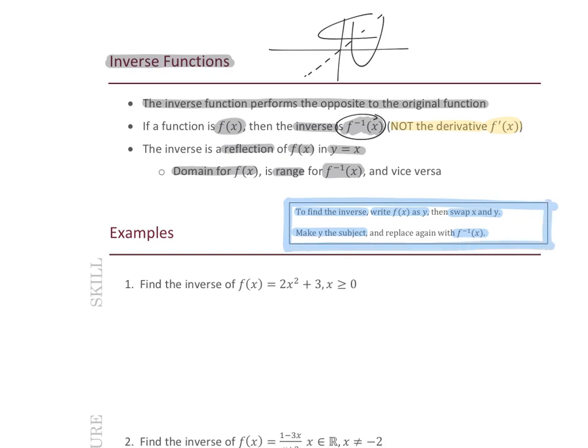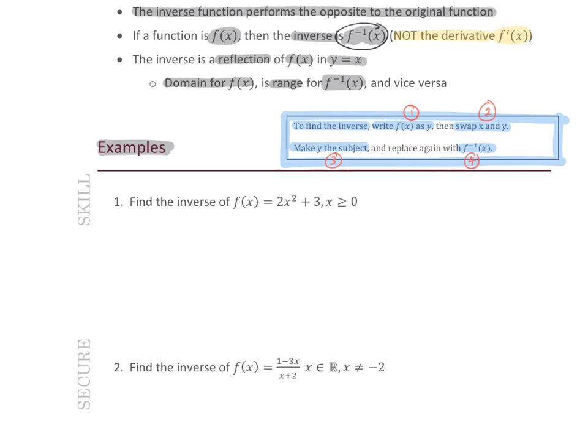And what we're actually going to do is number these tasks and then do them every time. And that matches what's on the answers for the NEP. So number 1 is we write f of x as y. Number 2, we swap. Number 3, we make y the subject. And number 4, we replace again with f to the minus 1 of x. So we're going to use those 4 things every time. So there's the blue box. Write that down. Make sure it's clear. Make sure there's some colour around it, ideally blue. And then we're going to look at our examples.